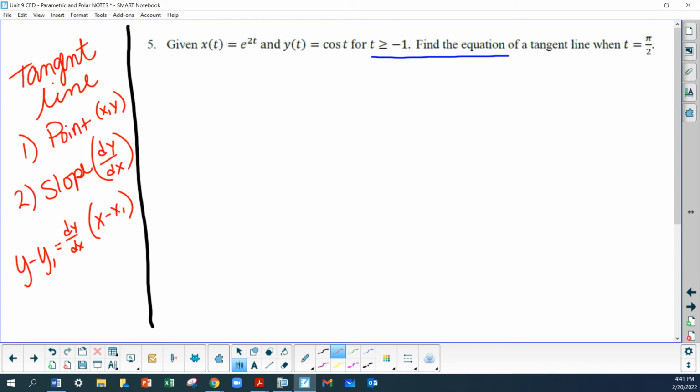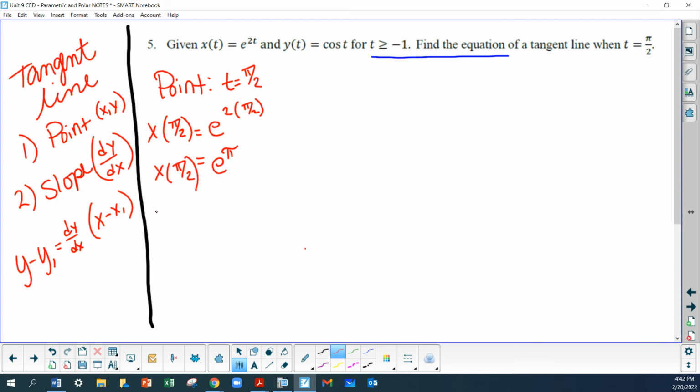All right, let's get our point first. Let's go after the point. That might be easiest. We know the point is when t equals pi over 2. So I'm going to make a value of x of pi over 2. That's going to be e raised to the 2, put in pi over 2. 2's are going to cancel. Looks like we end up with e to the pi.